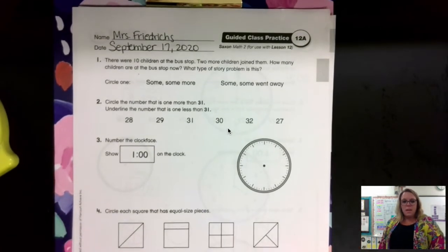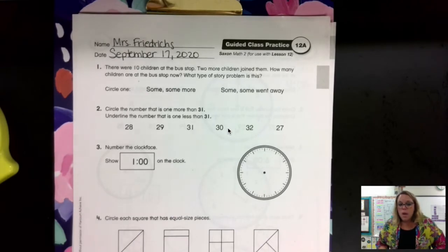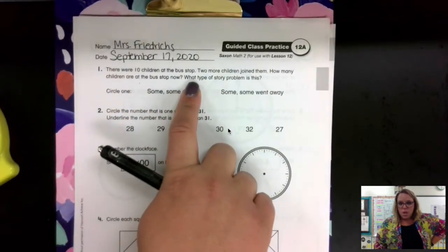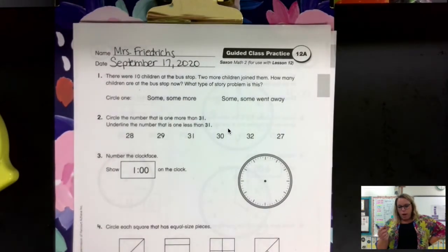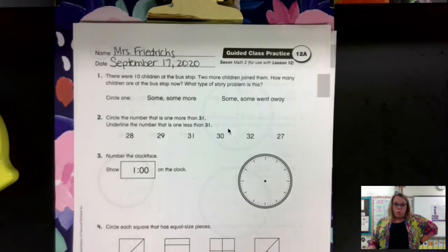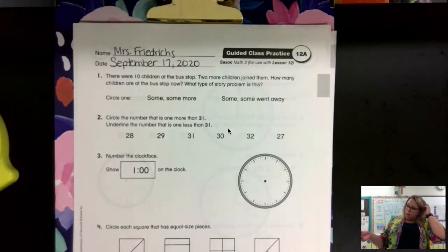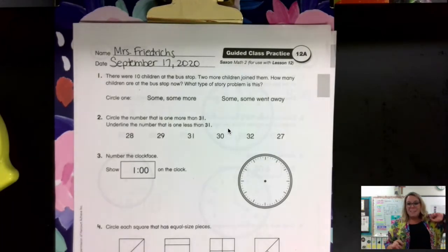Today we're going to be taking a look at our first some went away, or some more problem, and that is what number 1 is. There were 10 children at the bus stop. 2 more children joined them. How many children are at the bus stop now? What type of story problem is this? I'm going to read it again so you have a chance to figure out if it's some more came, or some went away, some left.